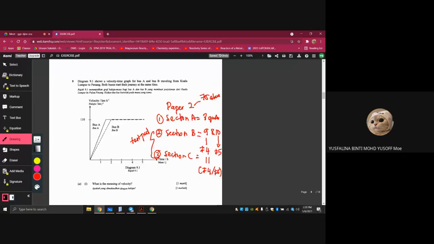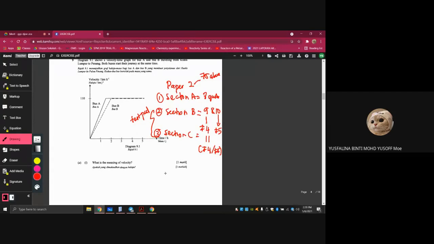For question number 9, it is actually from section B, and this is a Form 4 question from chapter 2. Actually it is still a draft. For A1, what is the meaning of velocity? I noticed some of you have already started to put the answer in point form, like I told you before. But some of you still answer like an essay, like you do a karangan. Please answer in point form. We are not learning Bahasa Melayu. Put it in point form.